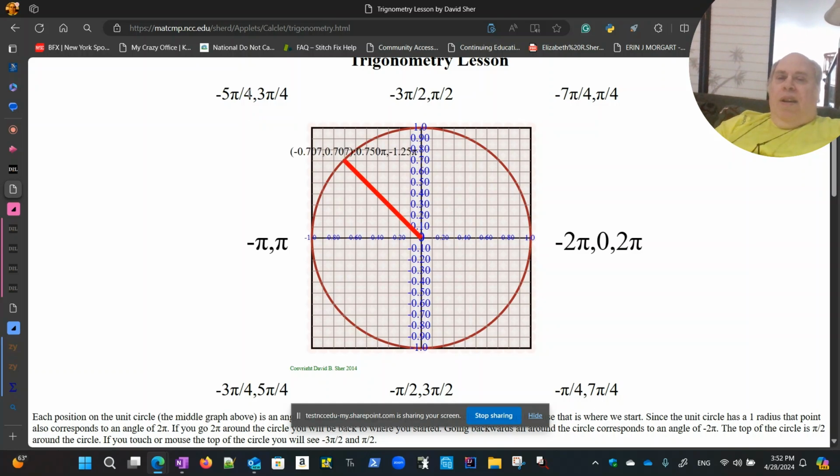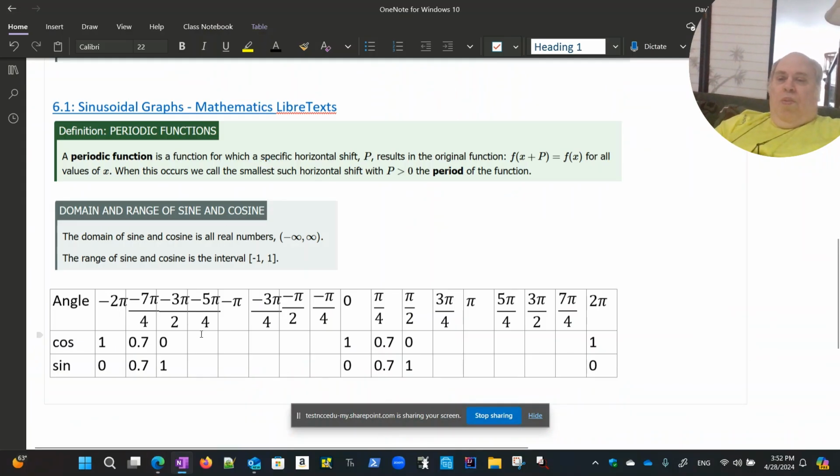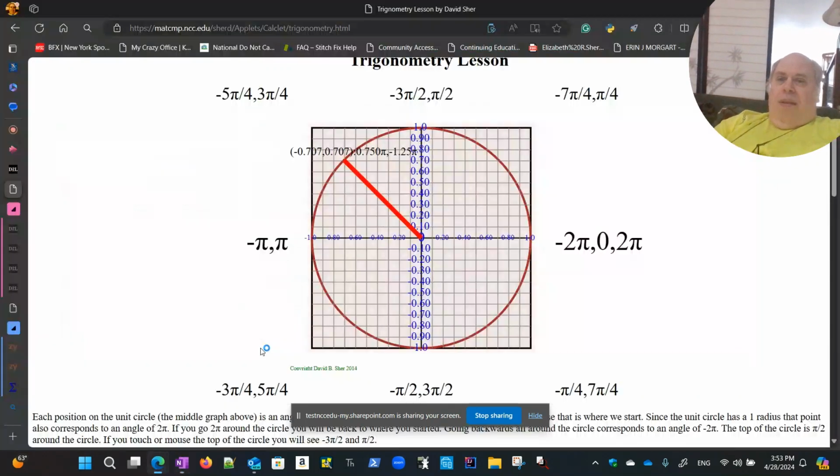Now, we went from minus 6 pi over 4 to minus 5 pi over 4, and also from 2 quarters to 3 quarters of a pi. The x value is on the negative side, so we're at negative 0.7, but the y value is still positive 0.7. So our cosine values have gone negative, but our sine values are still positive because we're still on the top half of the circle. So that's quadrant 2 for you.